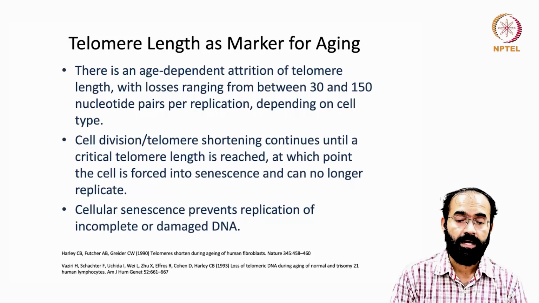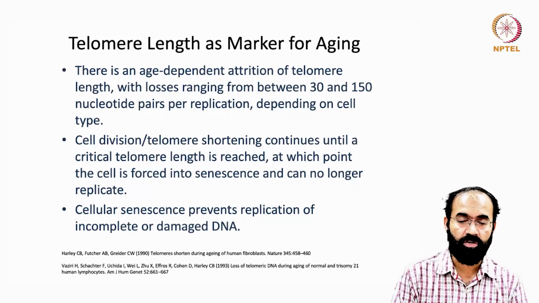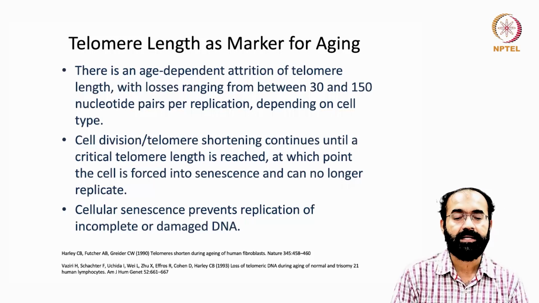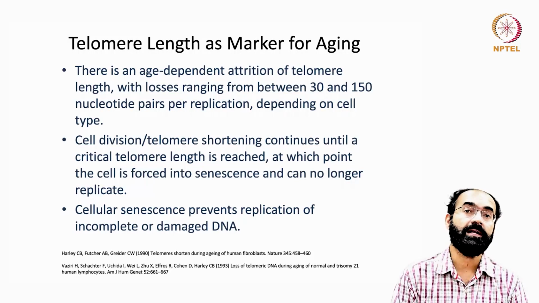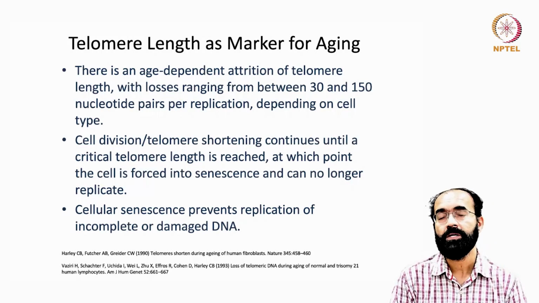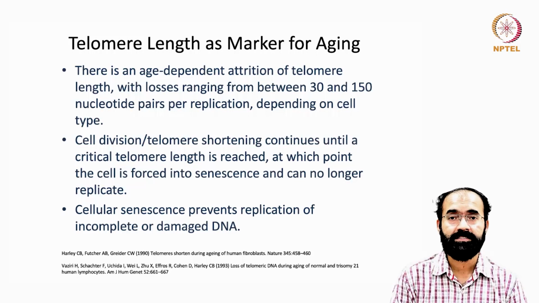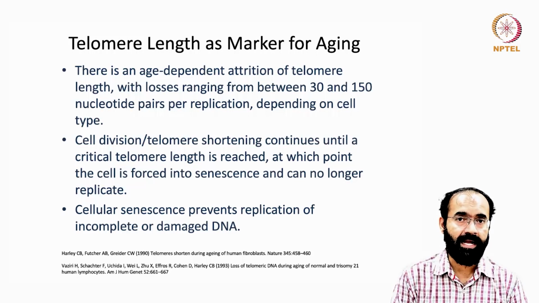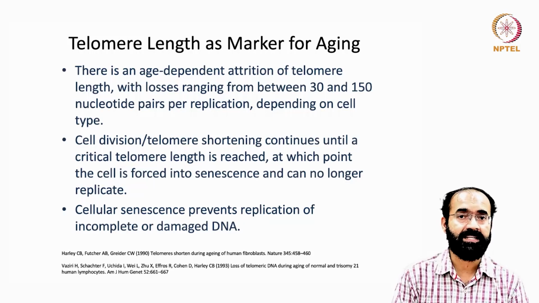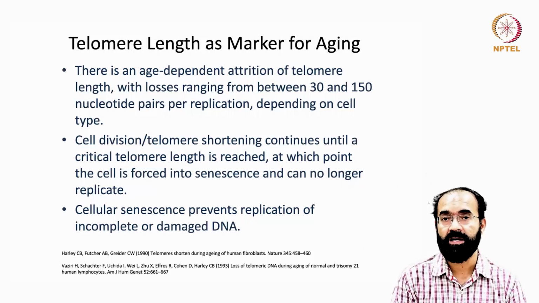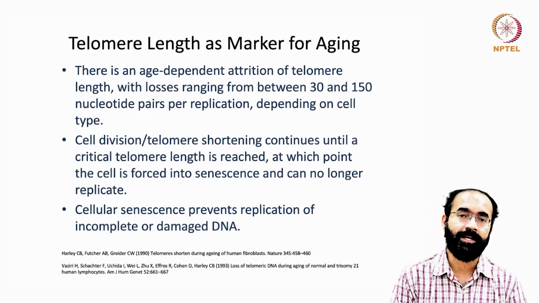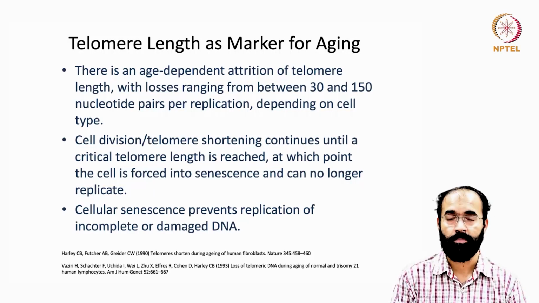So cell division can cause telomere shortening, and it will continue until the critical telomeric length is reached, at which point the cell is forced into senescence and can no longer replicate. That is what is important. It is now doing nothing. It is deciding not to divide. It is in a stagnated state. And if a cell is in a stagnated state in spite of there being a need for dividing, then that cell will eventually be marked for apoptosis, because that is not something required in a normal organism.